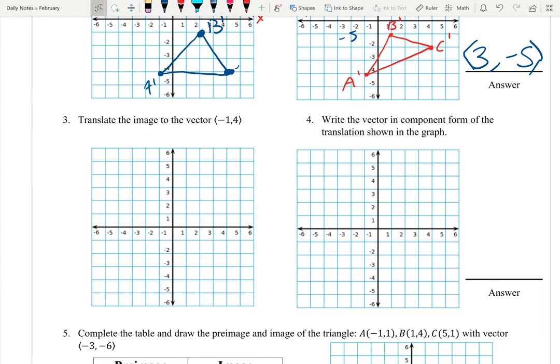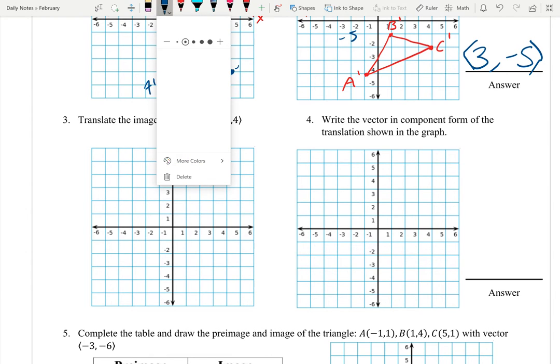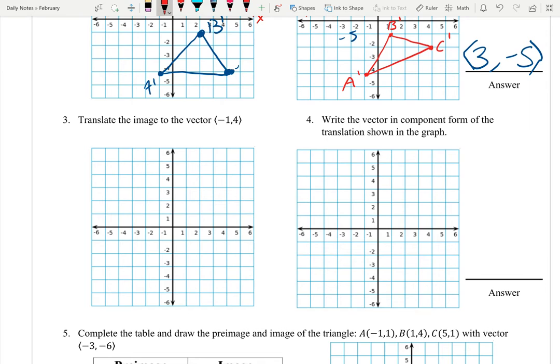Okay, so now number 3. Let me draw our pre-image real quick. We have -1, -3, 3, -3, and 3, -1. Okay. So this is our ABC. And the vector we're going with is -1, 4.